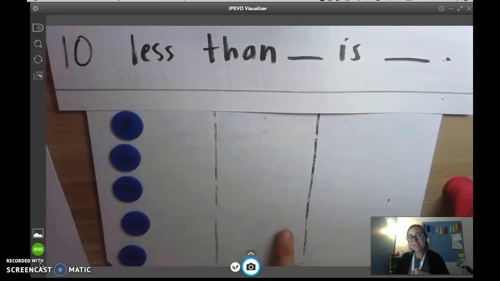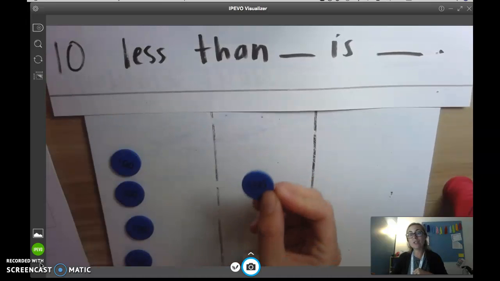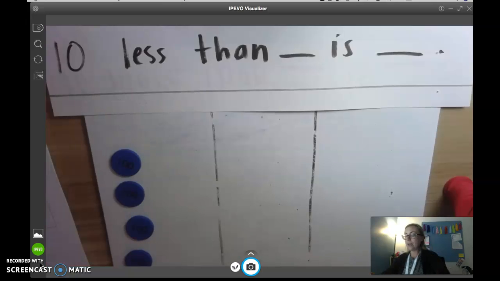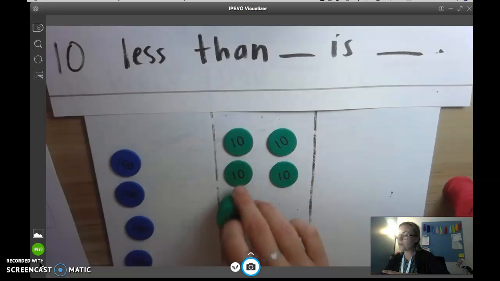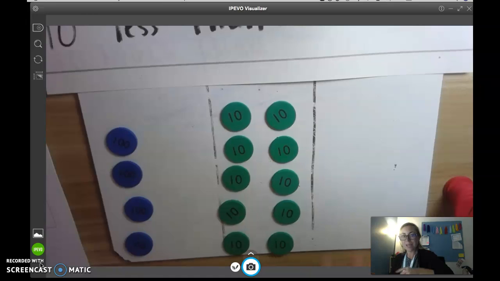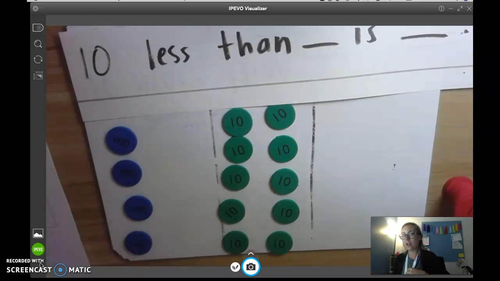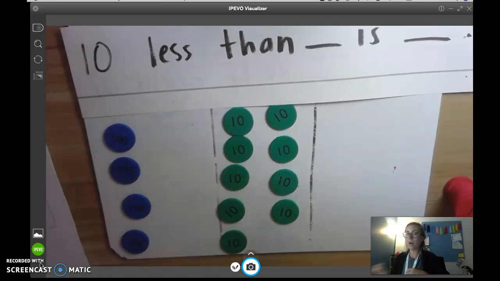But I don't have any 10s here to take away. So I need to take 100 and turn it into a different unit. I know that 100 has 10 tens in it. So I'm going to trade my 100 for my 10 tens. 2 tens, 3 tens, 4 tens, 5 tens, 6 tens, 7 tens, 8 tens, 9 tens, 10 tens. Now I can easily show 10 less than 500 because I have 400s here and 100 here. If I take 10 away, I get 490.